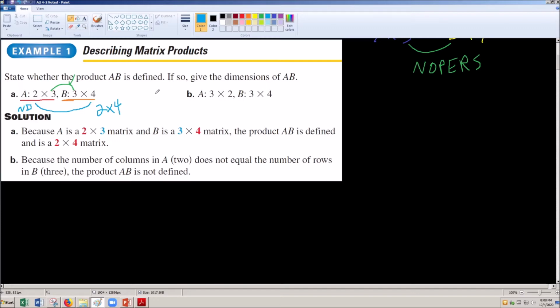When we look at the next one, we've swapped them around a little bit. Here A is a 3 by 2 and B is a 3 by 4. The first thing I want to look at is, do these match up? They do not. Nope, can't do it. We cannot multiply those two matrices together.